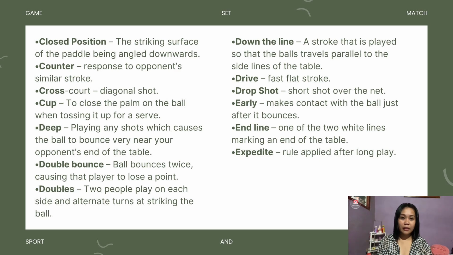And lastly, the expedite rule is applied when a game takes too long. This rule speeds up the match by changing the service system and encouraging faster play. So it helps prevent extremely long rallies and delays during official competitions. Overall, these glossary terms are important because they help players, coaches, and the audiences understand the techniques, rules, and actions used in table tennis. So knowing these terms also improves communication and makes it easier to follow and enjoy the game.